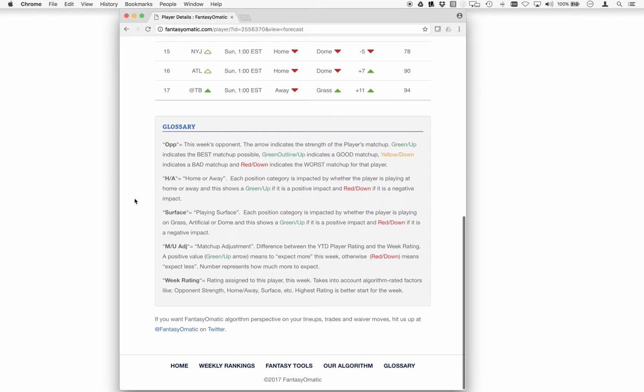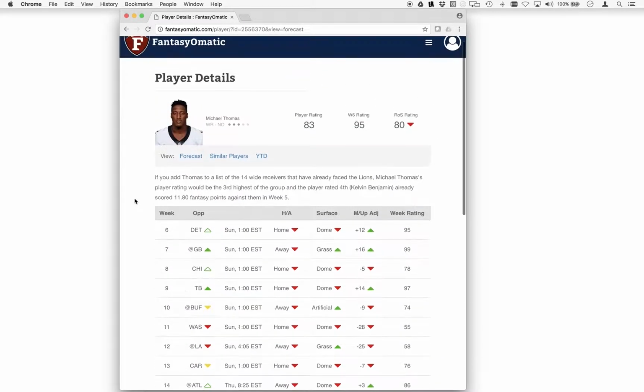If you need any further definitions, you can just look at the glossary on the bottom of each page, which gives you the specific definitions of all of the different elements that you see listed on the player detail page.